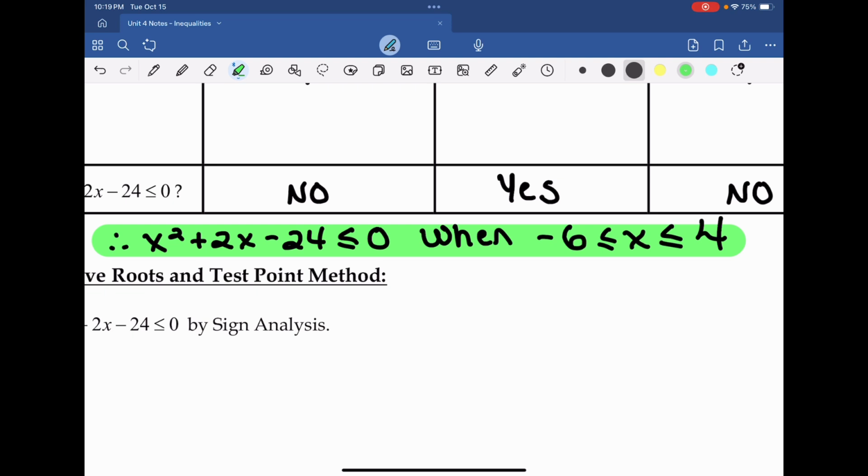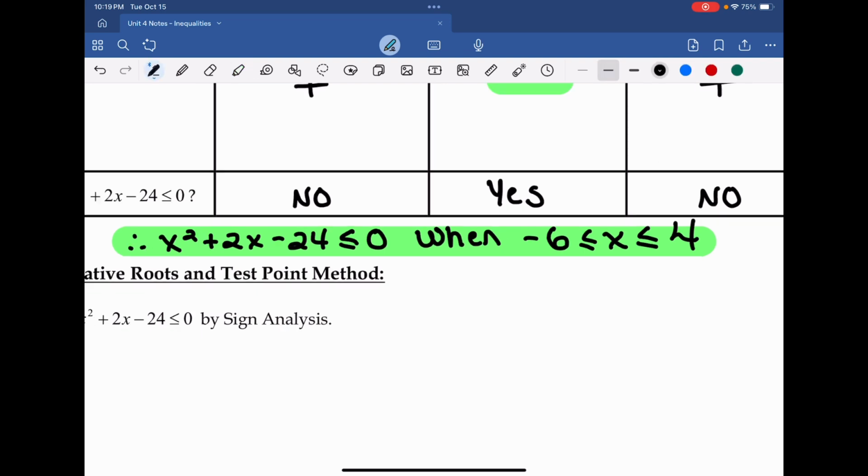We want to define the regions in which, or the specific x values that demonstrate that this inequality would be less than or equal to 0. Okay, now we're going to do the alternative method, which is the sign analysis. Sign analysis is basically the same thing. It just looks a tiny bit different in its overall construction, but it accomplishes the exact same thing here.